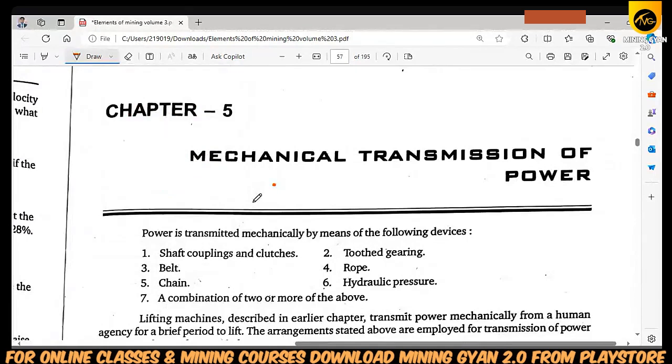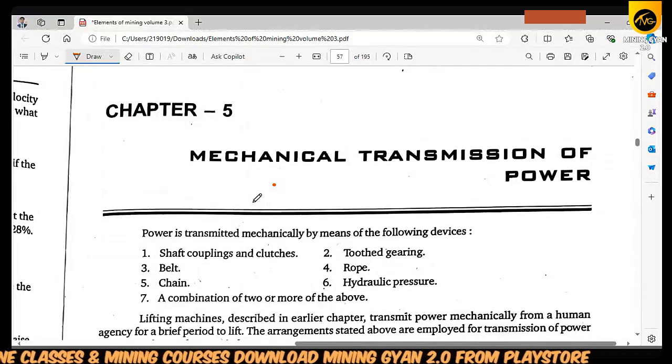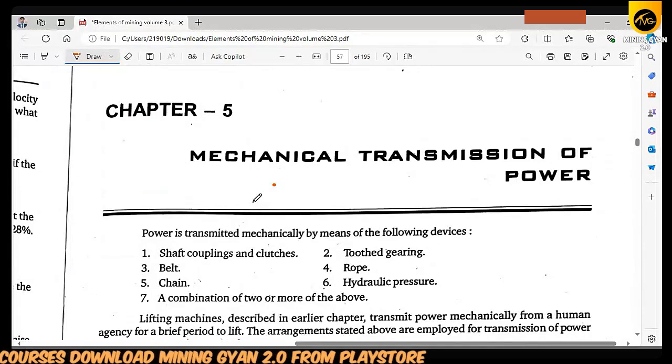you will understand all the basic tools like shaft, coupling, clutches, belt, chain, and combinations of two or more of the above. And the tooth gearing, rope, hydraulic pressures. We will understand each and every thing, because in mining almost 50% of minerals are mined by the renowned mining methods. So definitely a lot of mechanical equipment is involved in the department. So definitely questions will come from this chapter for sure.